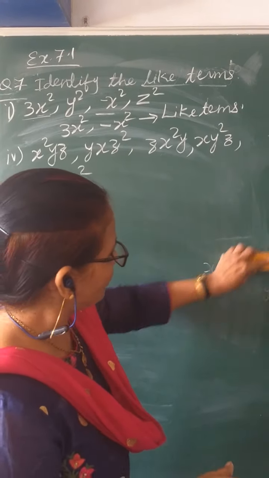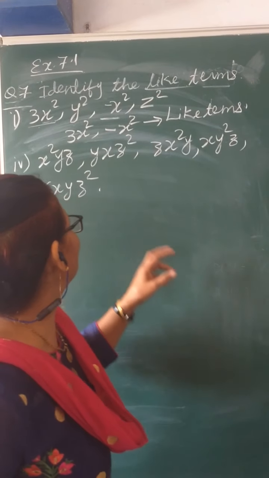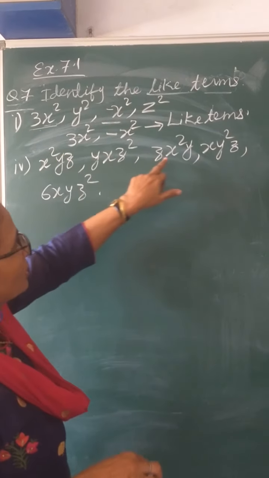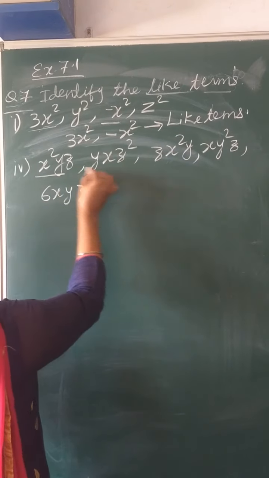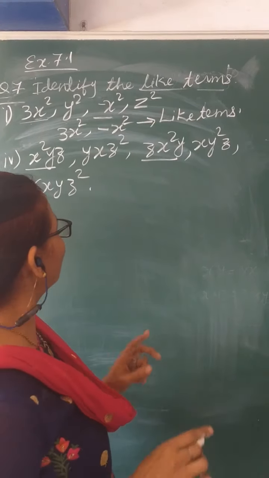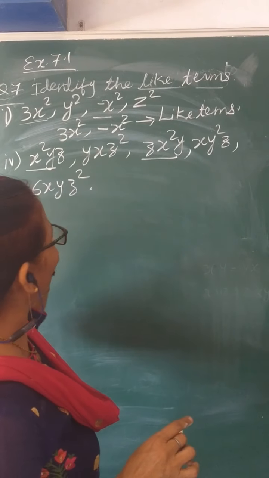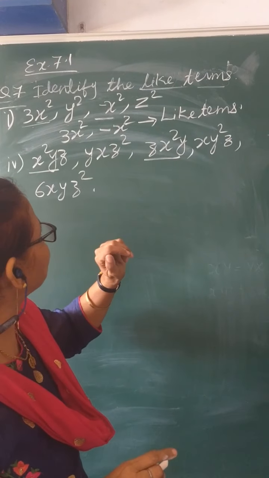So here children, don't get confused. You see here the power of x is 2. Here also the power of x is 2. zy. It means this and this is one pair. Let's see again. Is there anywhere? No. Now again see here.